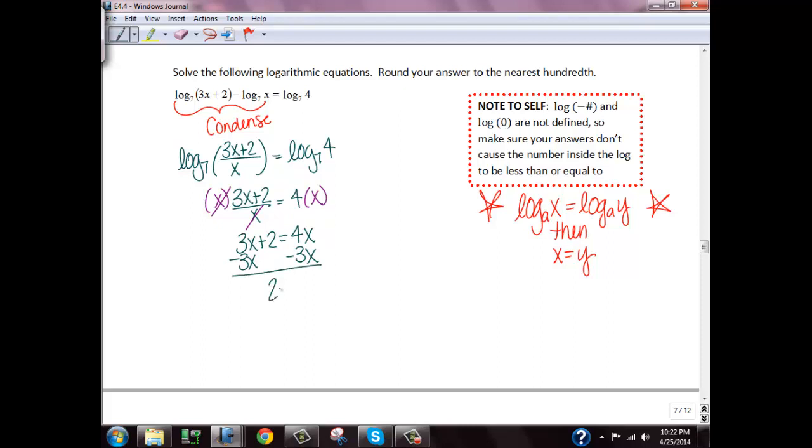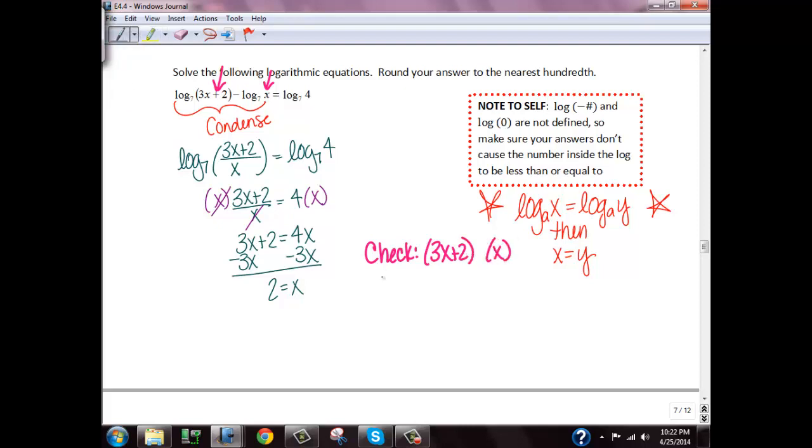Okay, so easily enough, we end up with x equals 2. Now before I circle my answer, notice I had x variables on 2 of my inside numbers, so I have to check to make sure those stay positive. So I have to check 3x plus 2, and I also have to check x.